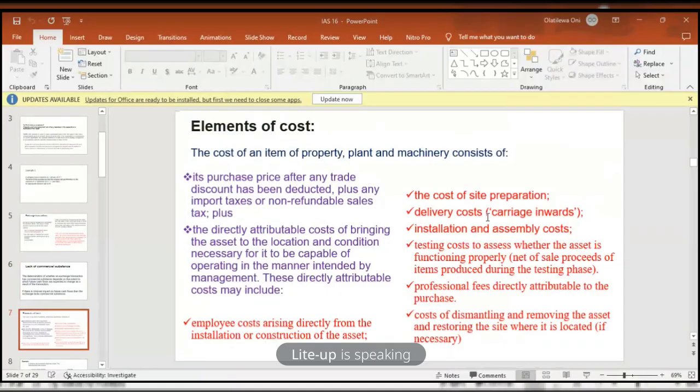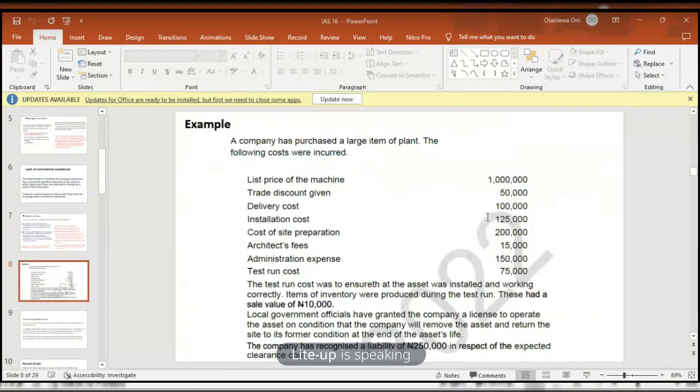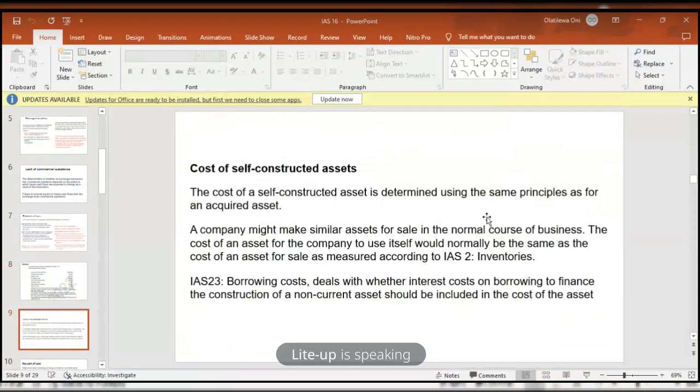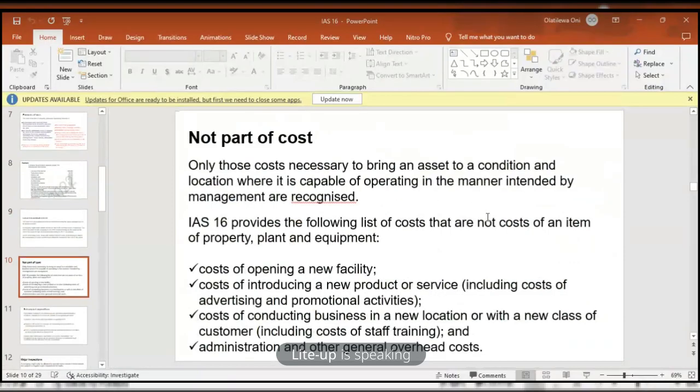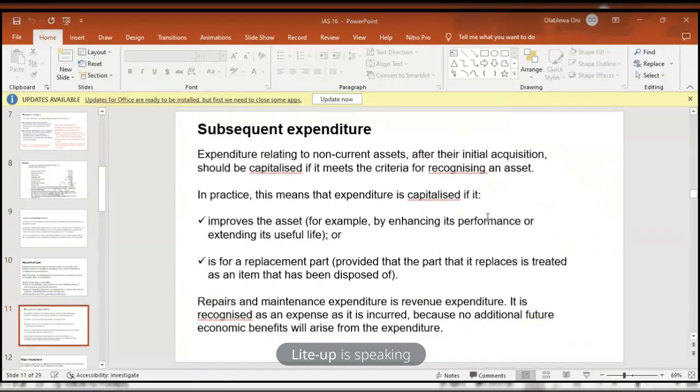Elements of cost, the items that make up the cost in the financial statement. We listed them there. We went on to pick an example of the elements of cost. We talked about when a company constructs an asset itself, how do they value the asset in the financial statement? We moved on to talking about elements of the transactions that are not part of the elements of cost. We listed them there.